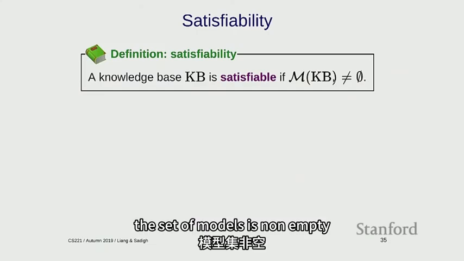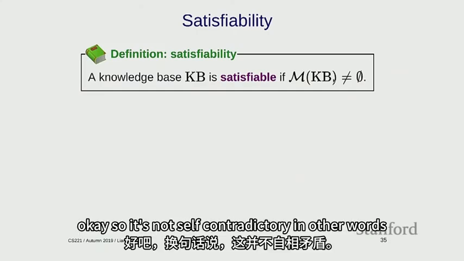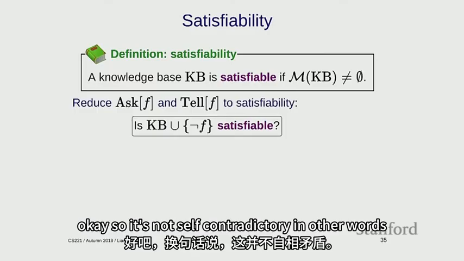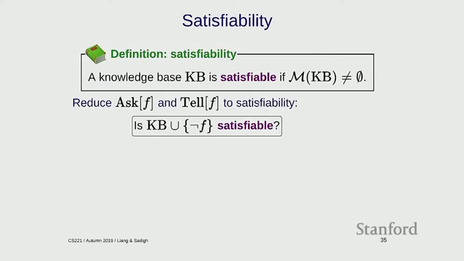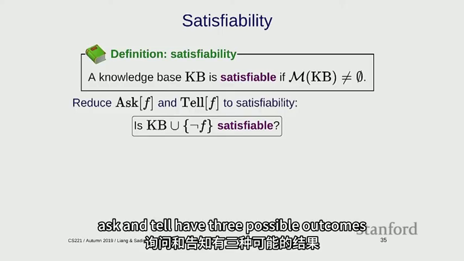The set of models is non-empty. So it's not self-contradictory, in other words. So now we can reduce ask and tell to satisfiability alone. Remember, ask and tell have 3 possible outcomes.